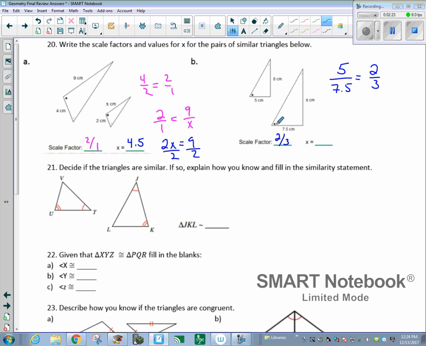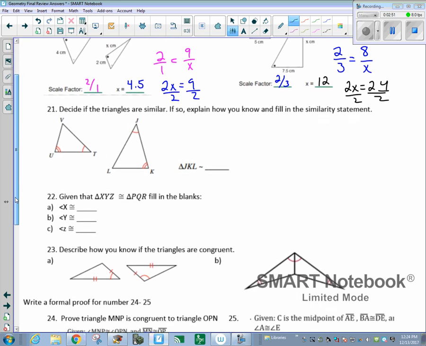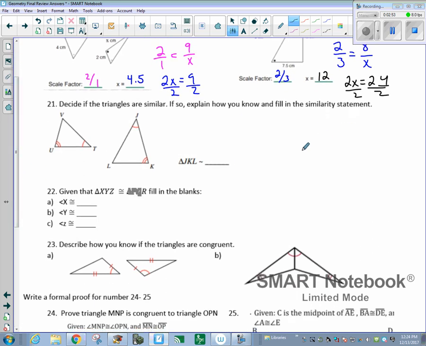So the two bases are 2 to 3, which is equal to the smaller triangle, 8, over the bigger triangle, x. And the convention, remember, that we use in this one is to cross multiply. So I'm going to say 2x equals 24, and if I divide by 2, that will leave me that x is 12.